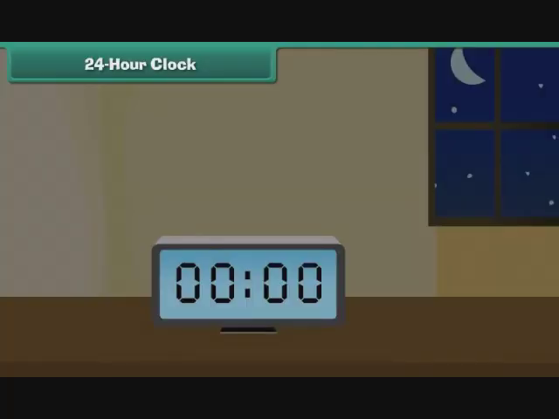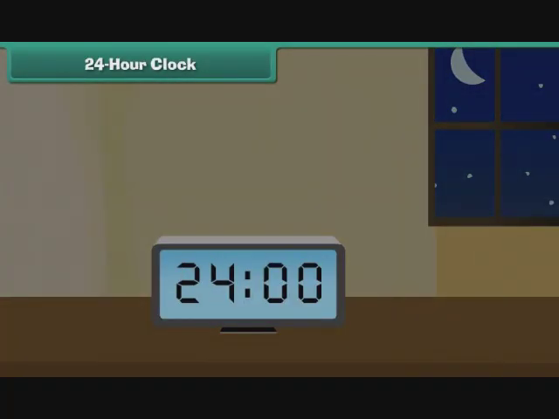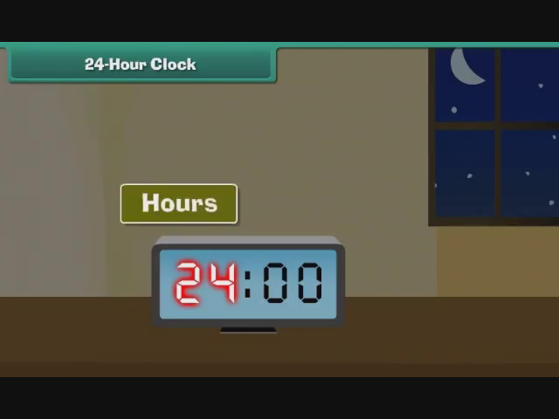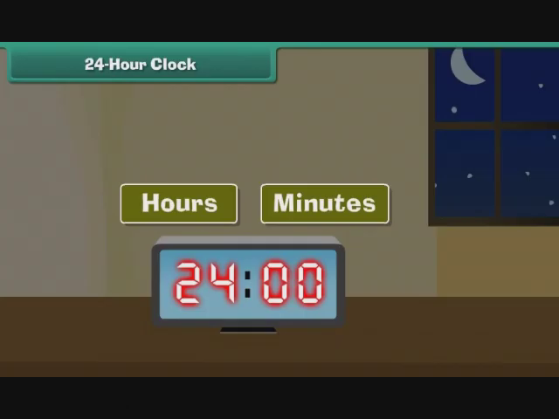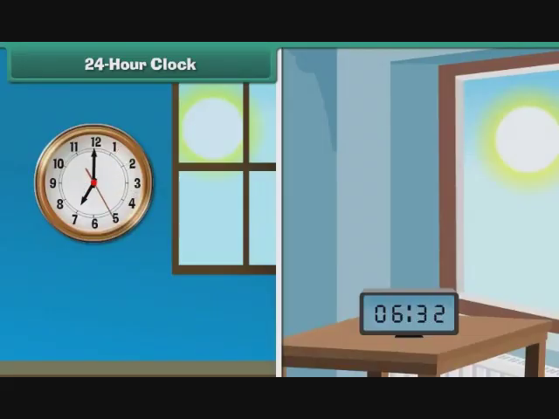The 24-hour clock numbers the 24 hours of the day from 1 to 24. It denotes the start of the day as 0000 hours and the end as 2400 hours. The first two digits in the time represent hours and the last two minutes. The 24-hour clock does not use AM or PM to differentiate between the first and the second halves of the day. Conversion to 24-hour clock.